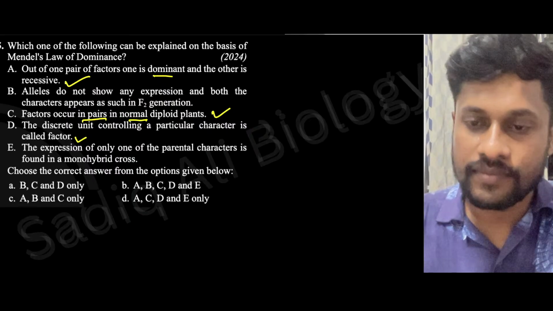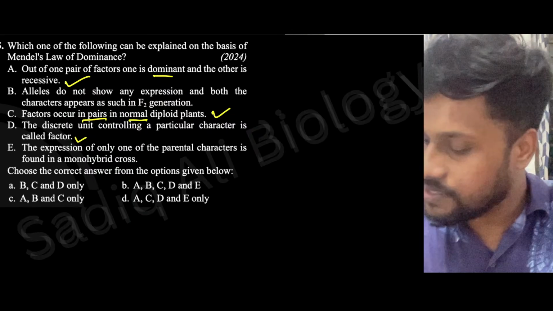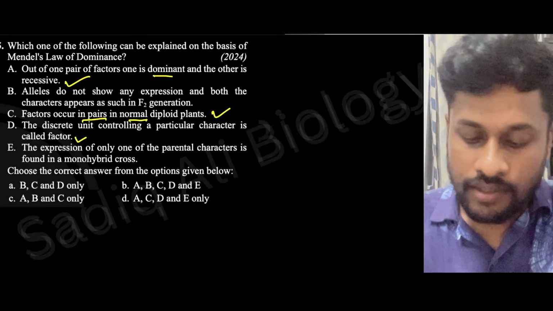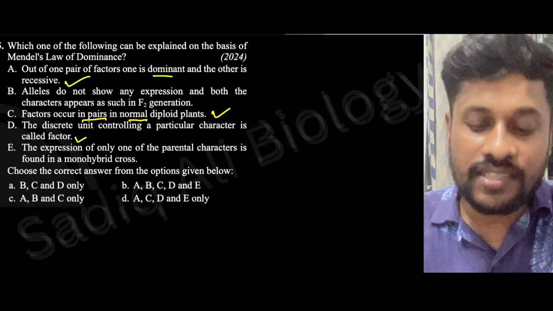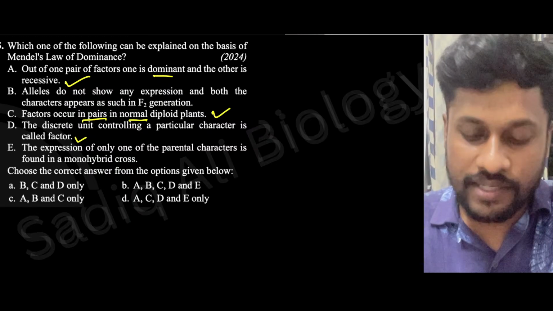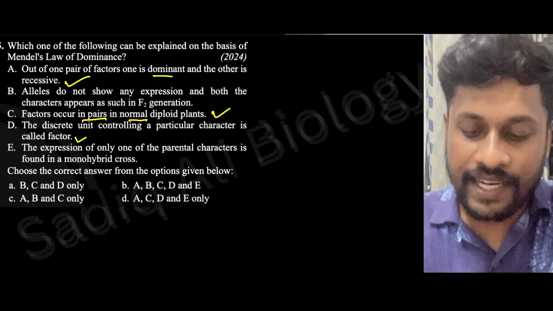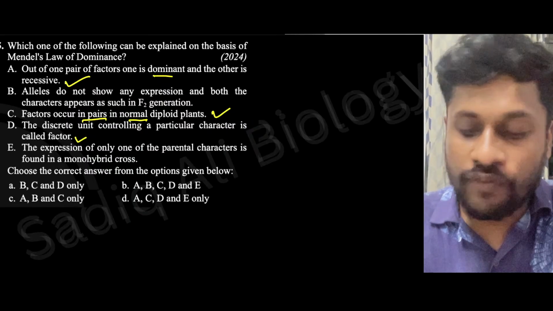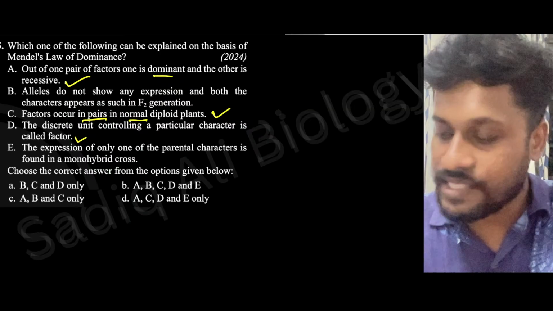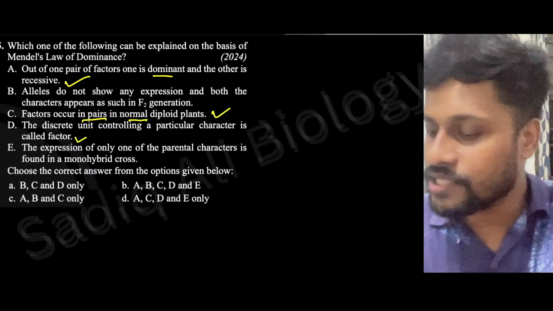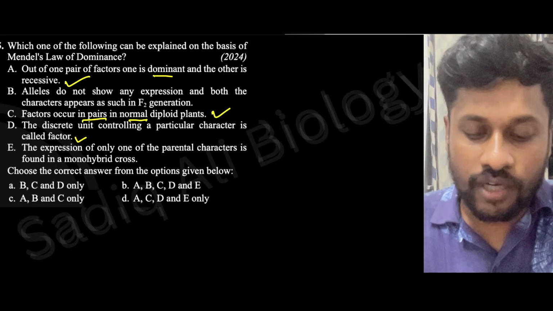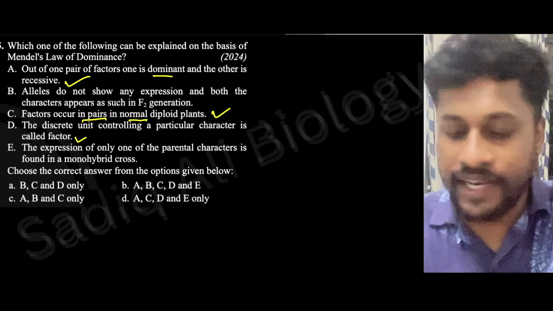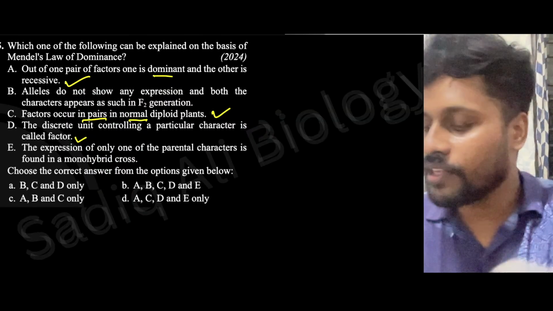What do you guys think? So many are saying D, A, C, D, E. So in our NCERT, they have mentioned three laws. One is called the law of dominance, another is called the law of segregation, and the third is called the law of independent assortment. So under the law of dominance, they have given some points. One of the points they have mentioned is that factors occur in pairs. Then they have also mentioned that out of a pair of alleles, one will be dominant over the other.